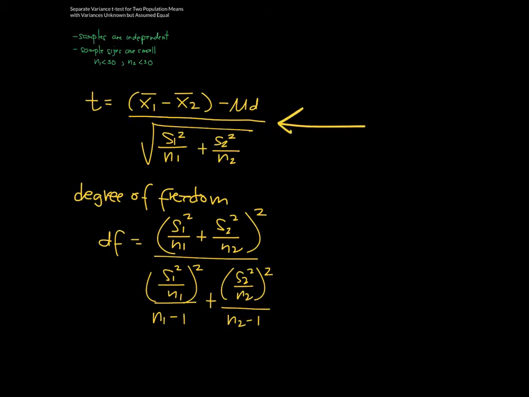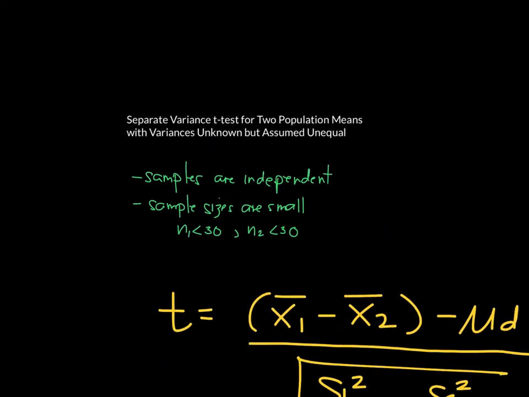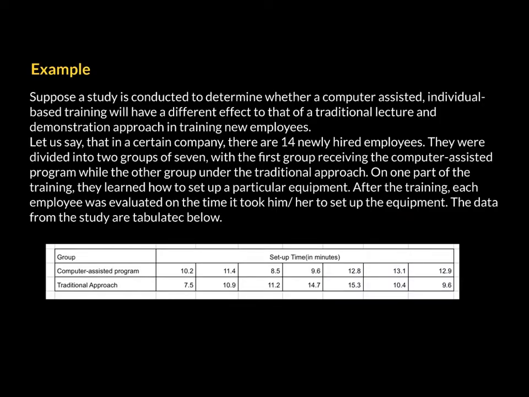Okay, so the key here is, first you need to identify whether the problem falls under the separate variance t-test for two population means. To fully understand how to perform the hypothesis testing in this type of problem, let's look at one example. Suppose a study is conducted to determine whether a computer-assisted individual-based training will have a different effect from a traditional lecture and demonstration approach in training new employees.